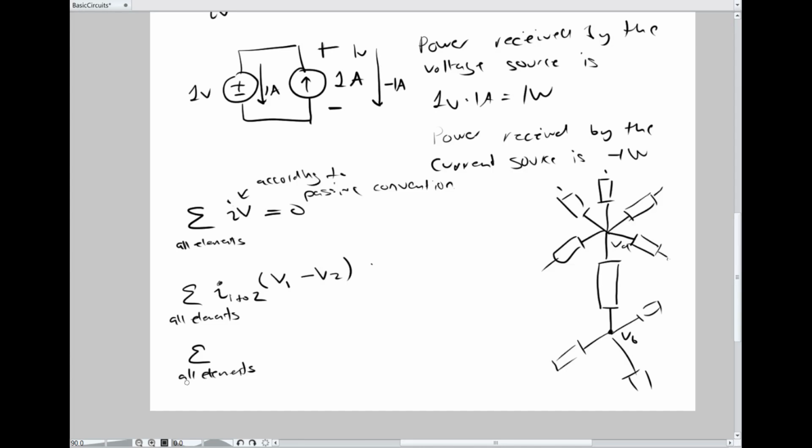Of, well, not all elements anymore. I'm going to change it to all nodes of either current coming out times its node voltage, V node, and this is current coming out for each of the elements connected to it. So it's all nodes, and then for all nodes it's sum over all elements connected to that node.